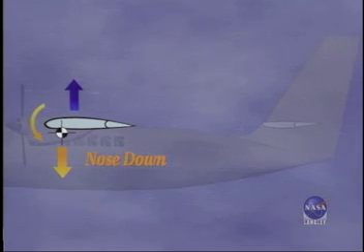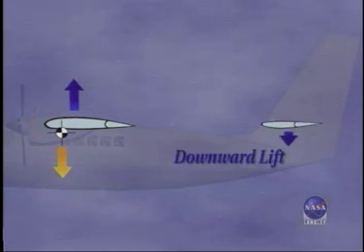Those 2 forces acting together create a nose-down pitching moment. The tail comes in to provide a downward lift. As you can see, that's a simple geometry problem. The plane acts an awful lot like a seesaw.